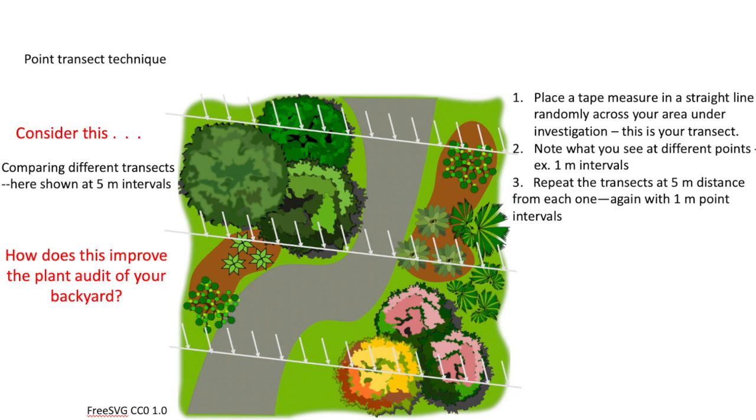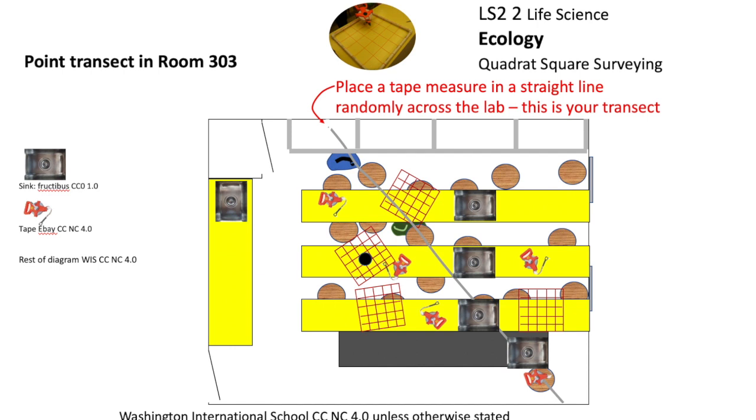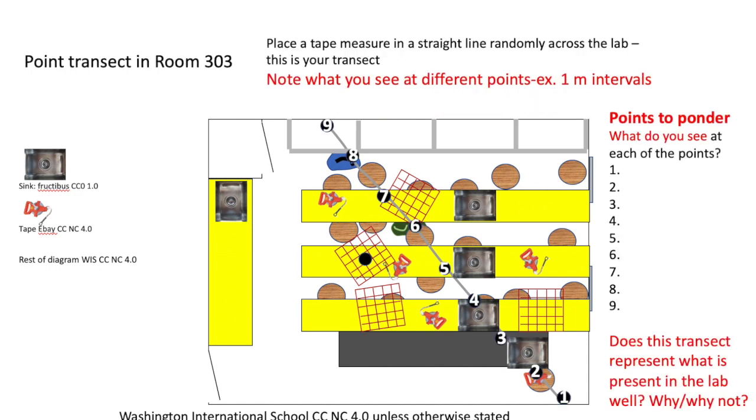Then a little activity for you, specifically in room 303: place a tape measure in a straight line randomly across the lab. This is your transect. Then pick points at 1 meter intervals, and list what you see at each of them. Does this transect represent what's present in the lab? Reasonably, give your reasons why or why not.